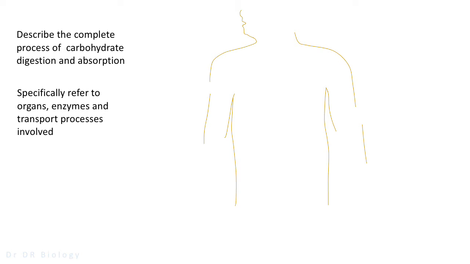Okay, let's go through step by step what you should have written. This is really just a summary for the digestion. Obviously, if this was an essay question, you should be writing in complete sentences. What you should first have referred to is the salivary glands. This is the first place where digestion of carbohydrates takes place.